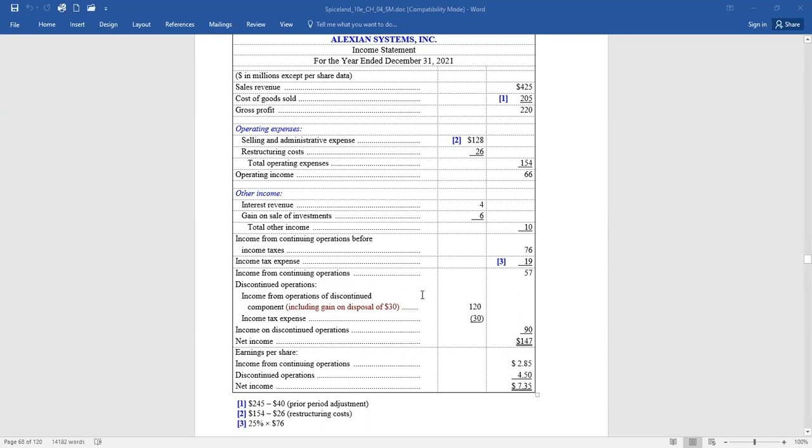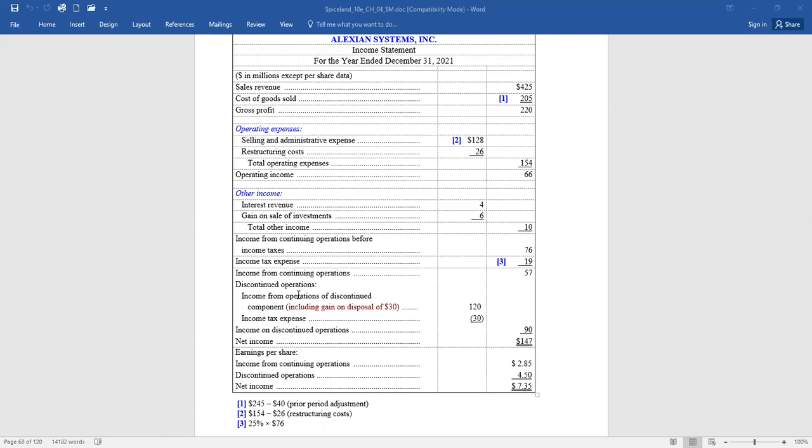Okay, so the majority of our information is occurring in that area, the continuing operations. And if this company didn't have a discontinued operation, that ultimately would have been net income. But this company does have a discontinued operation. So we have to report discontinued operations, income from operations of discontinued component, including the gain on the disposal. So we're reporting not only the income from operating it while it was in this discontinued category, but also the ultimate gain on selling it, 120.